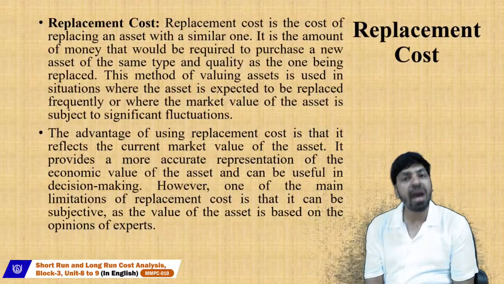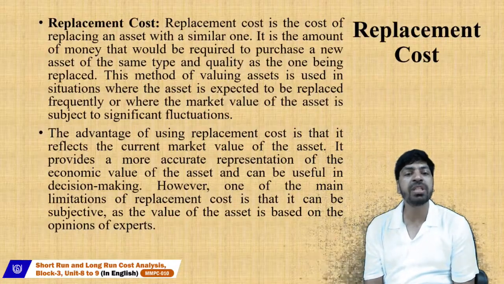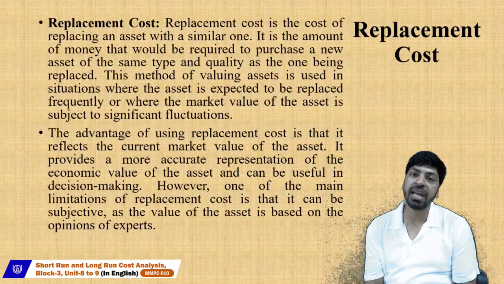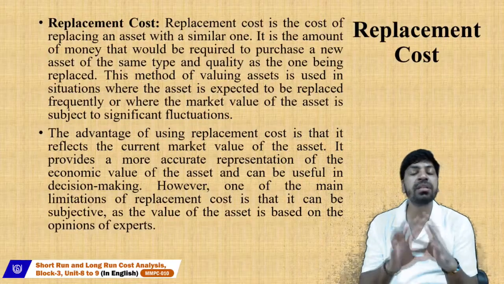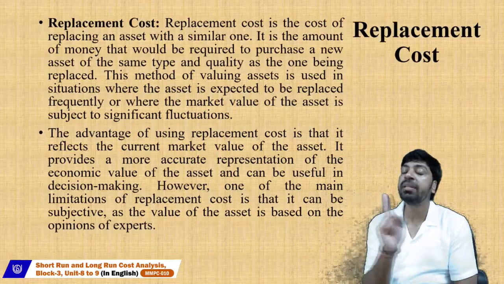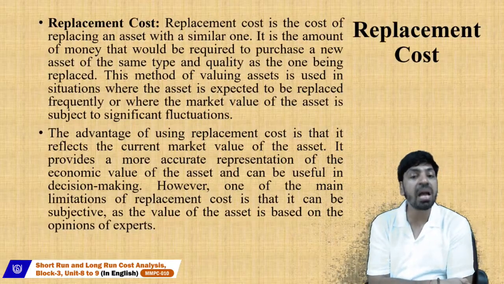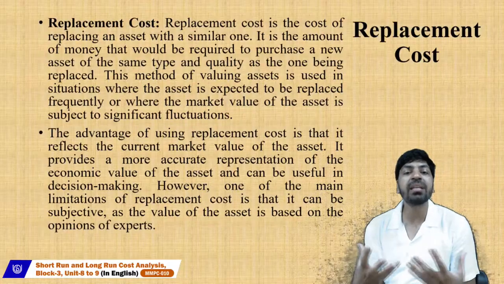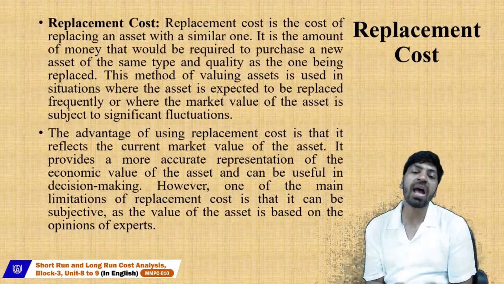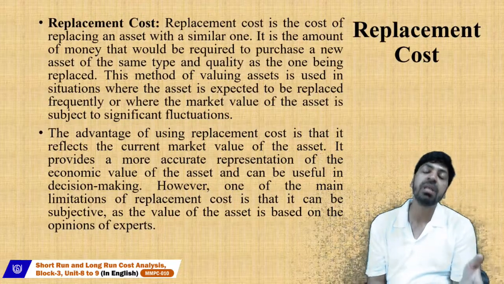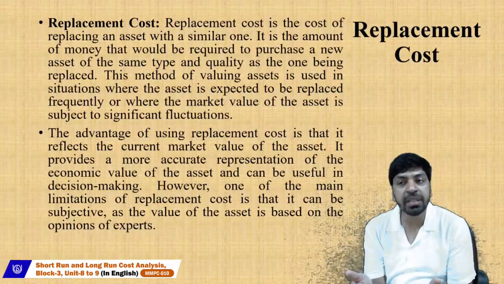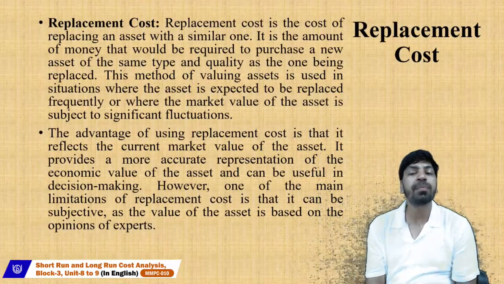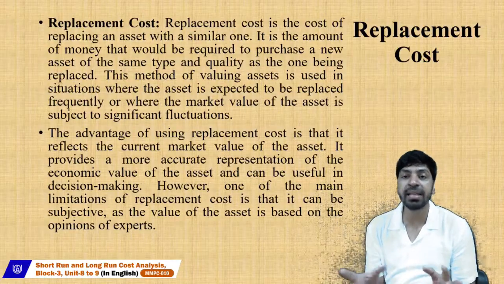One of the main advantages of the replacement cost is that it reflects the current market value of an asset, whereas the historical cost doesn't reflect any market value. The replacement cost reflects the market value because it gives you an accurate measurement of the economic value of an asset, including implicit and explicit costs, which are very useful and crucial for the decision making process in a business organization.